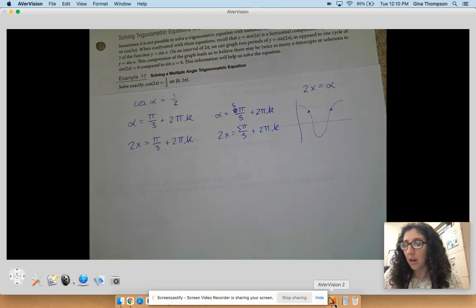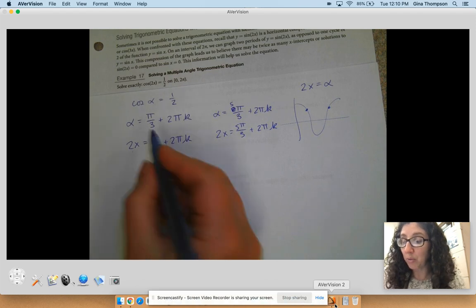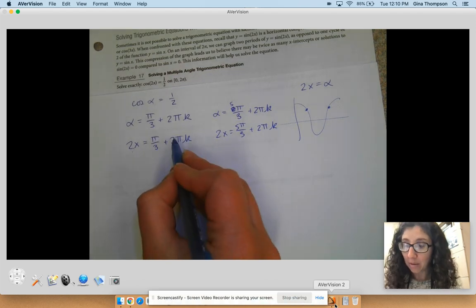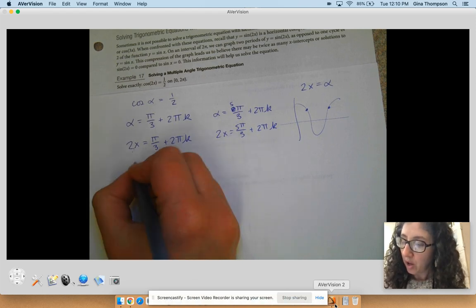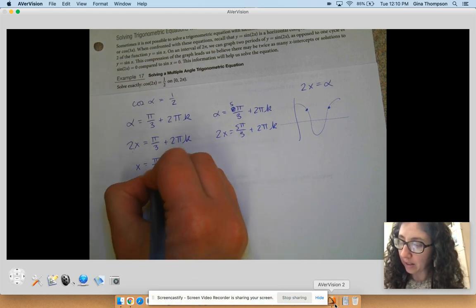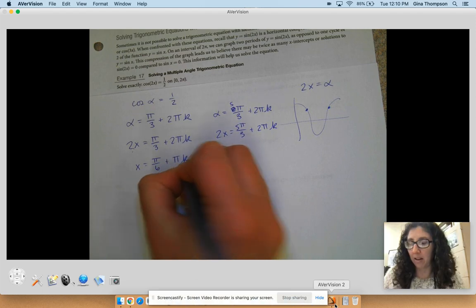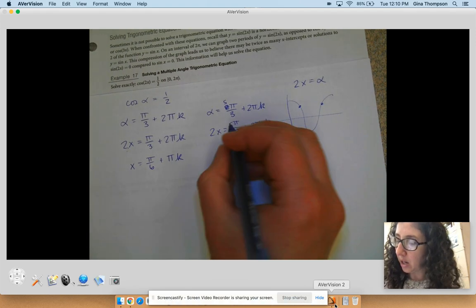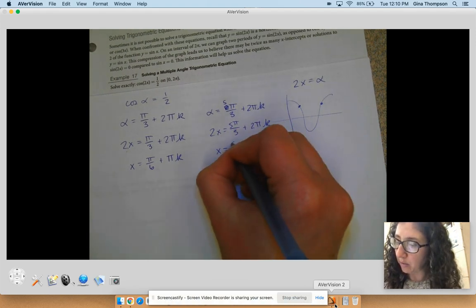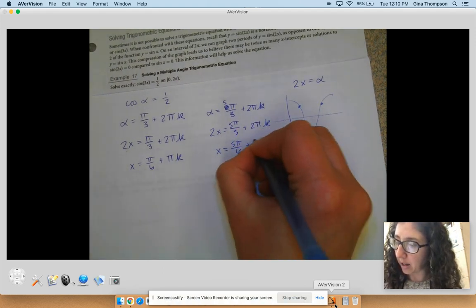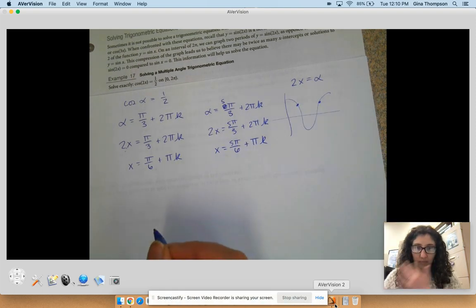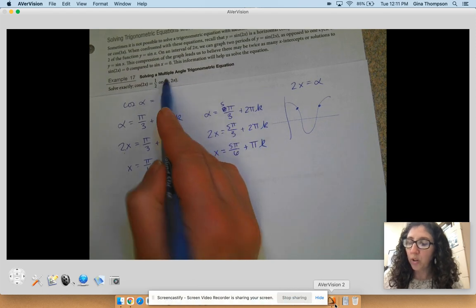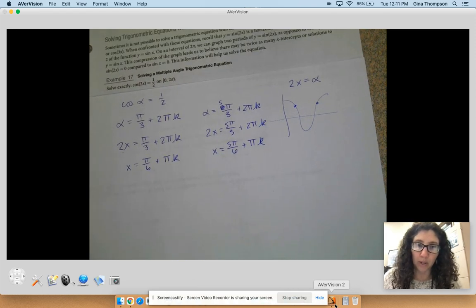Right? Okay, now I'm going to solve for x. So I'm going to divide everything, this and this, by 2. So I'm going to get x equals pi sixths plus pi times k. I divided each of these terms by 2. And I'll do the same thing over here, so I'll get 5 pi sixths plus pi times k. So these are all my possible solutions. And now my question is, which solutions are in that interval from 0 to 2 pi?